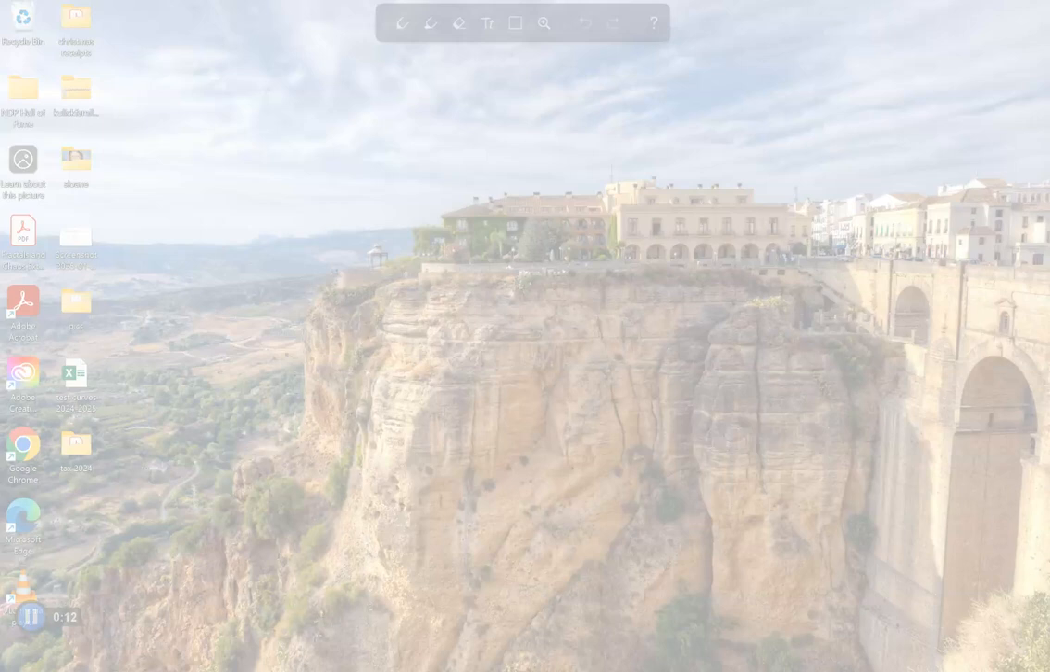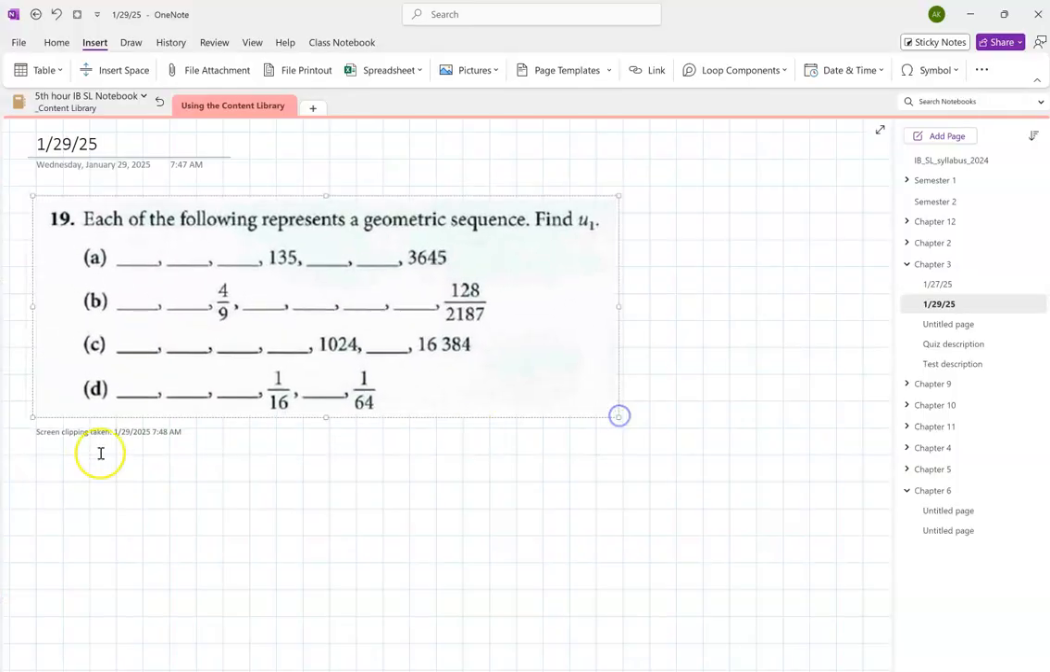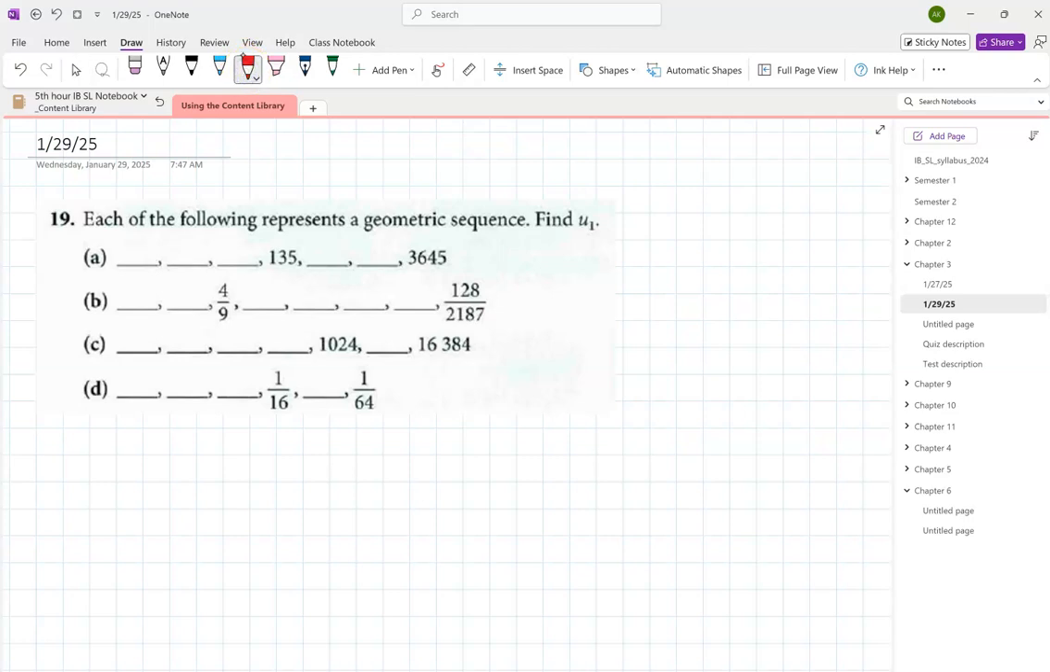Well, I want to show you some calculator things before we start anyway. So this is a question out of the homework. It says each of these represent a geometric sequence. Find the first term.